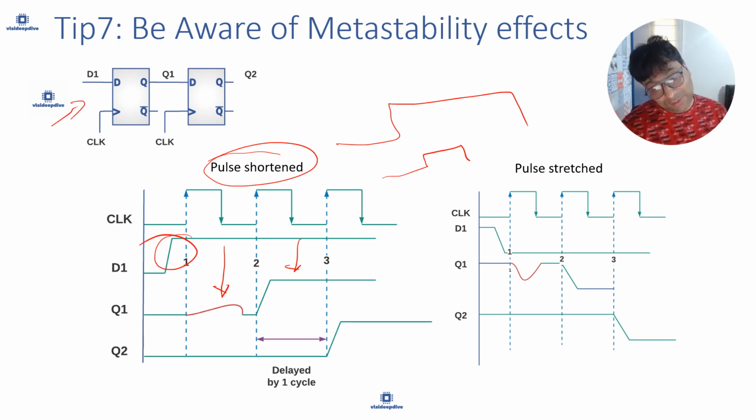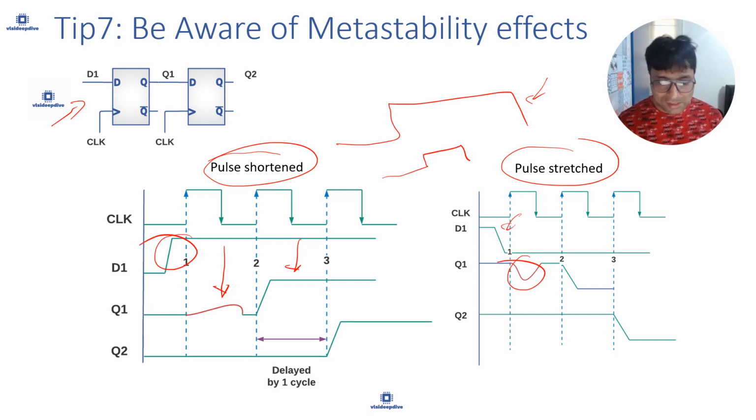And pulses can be stretched also. For example, this signal going from 1 to 0 happens very close to the clock edge. It is not captured in the first cycle itself. It's captured actually in the next cycle. So the pulse got elongated. So pulses can be stretched also. So because of metastability, pulses can be shortened, pulses can be stretched. Be aware of these metastability effects.